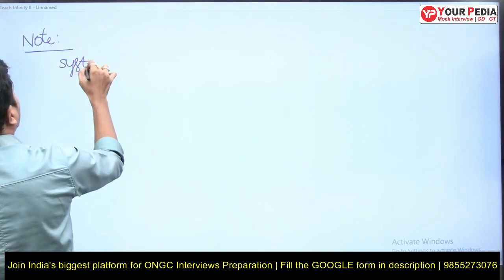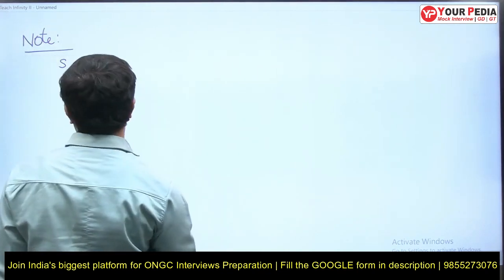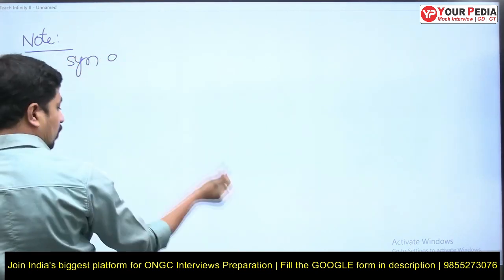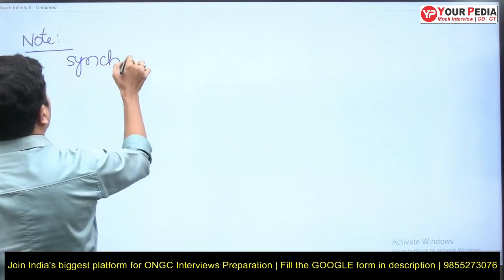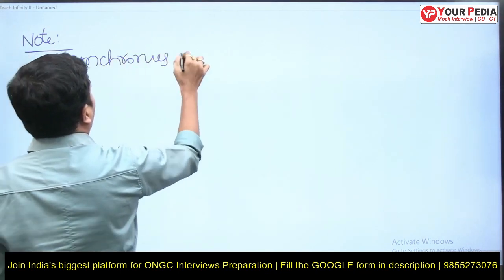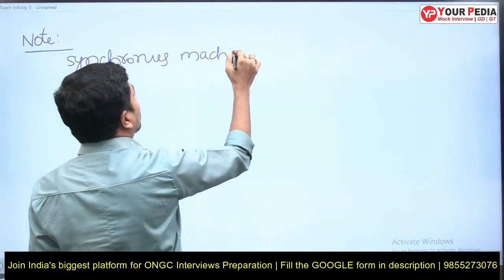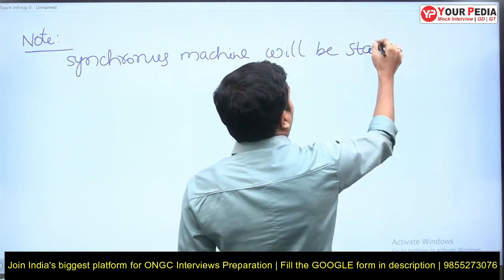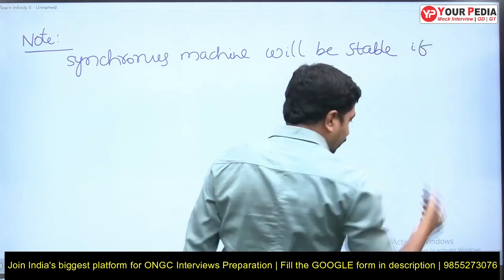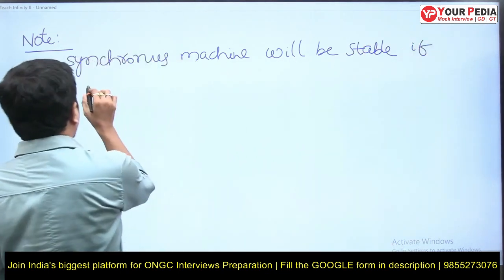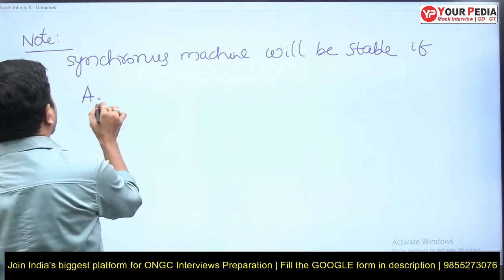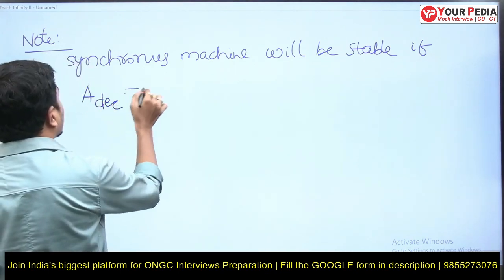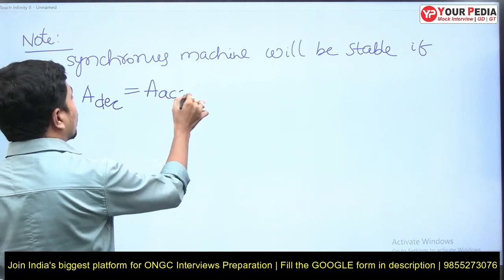System or machine, instead of system, let me write it as machine. Synchronous machine will be stable if deceleration area is equal to acceleration area.